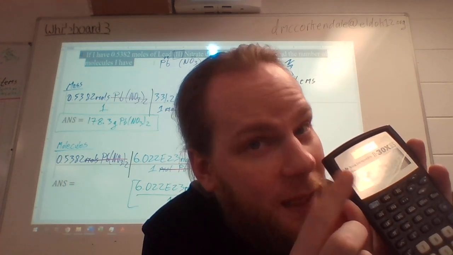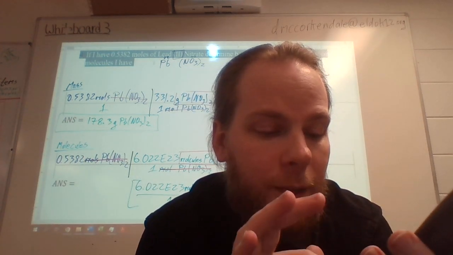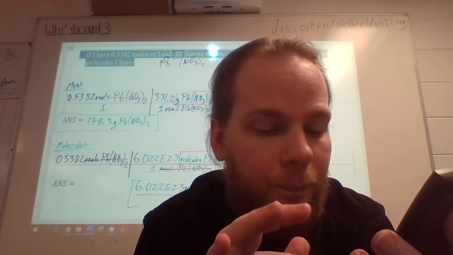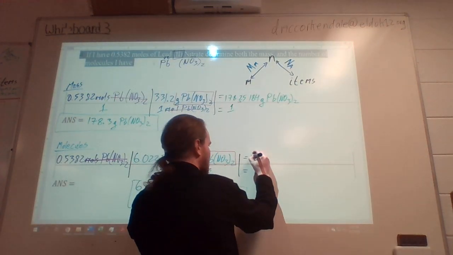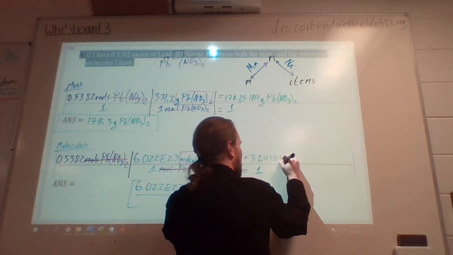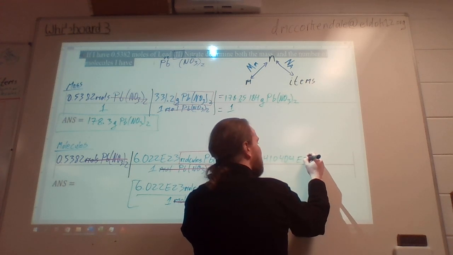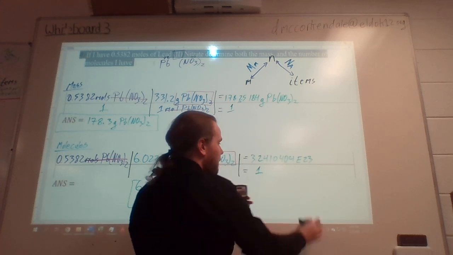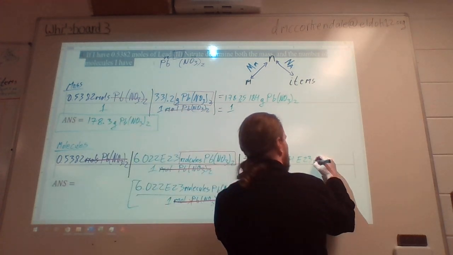Okay, so now I'm going to take this times this to get my actual answer. So times 0.5382, yeah, equals, and that is going to give me 3.241040 E23, because the E just means times 10 to the. And then units, molecules of PbNO32.